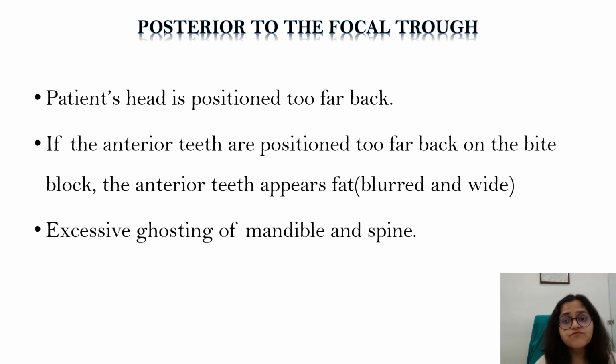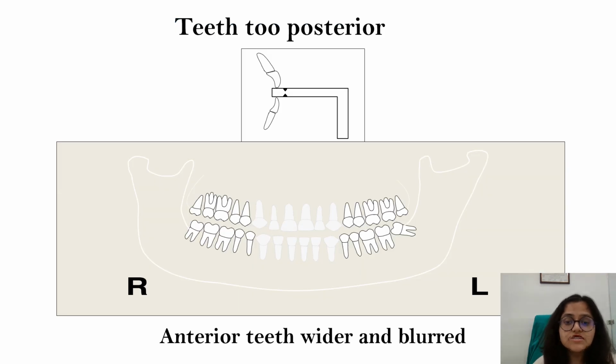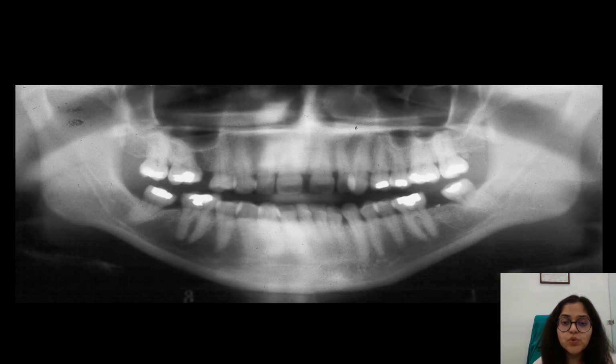Next is posterior to the focal trough. If the patient is positioned too far back from the focal trough, then the anterior teeth appear fat, that is, blurred and wide. There is excessive ghosting of the mandible and the spine. Now in this picture you can see that the teeth are too posteriorly placed. So in the lower pictures, right and left, where it is written OPG, the anterior teeth are shown to be wider. In this OPG, you can well appreciate that the maxillary anteriors and the mandibular anteriors are blurred and wider as compared to the other two.